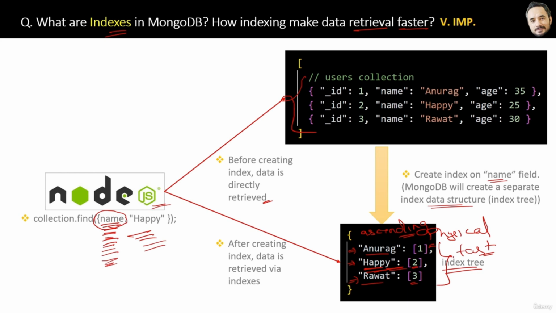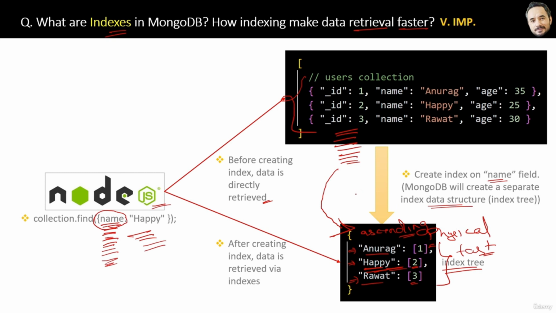So I think that's the logic behind how the index retrieves the data faster. They are stored separately and in ascending order, from which data can be easily accessed. And one more thing, whenever you update or insert data in the above collection, whenever any update happens, MongoDB will automatically update this index tree so that the indexing remains accurate. That will happen automatically.